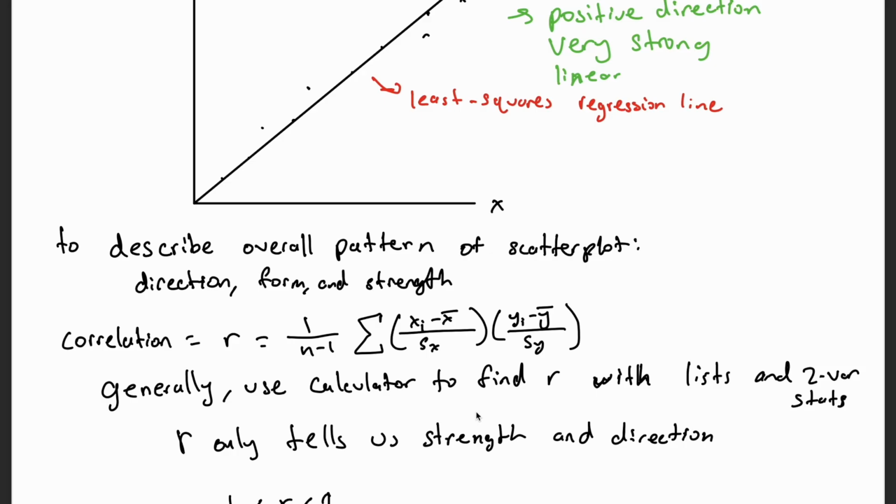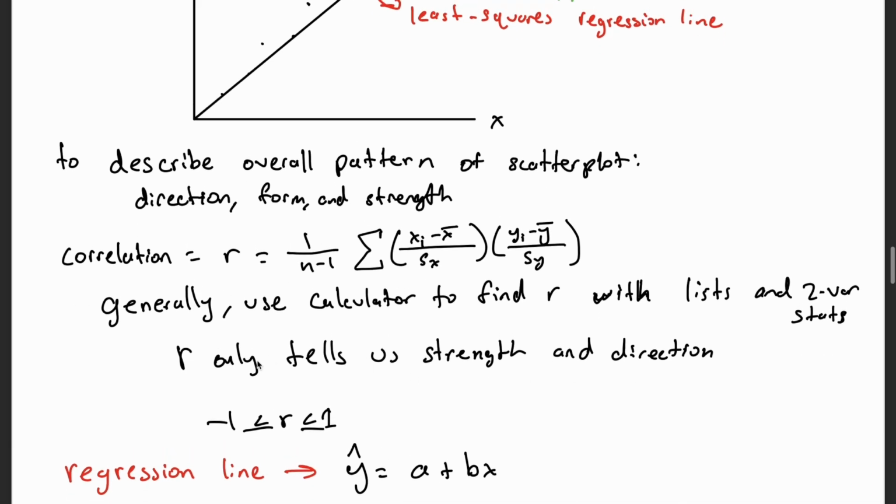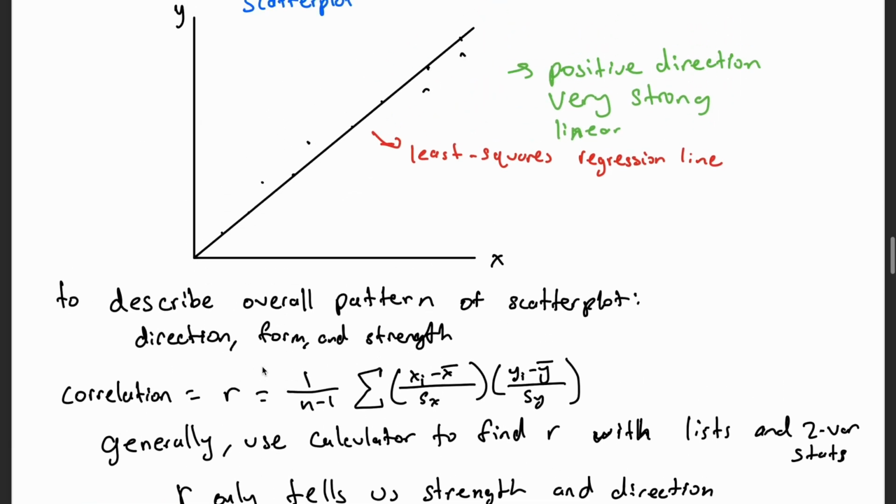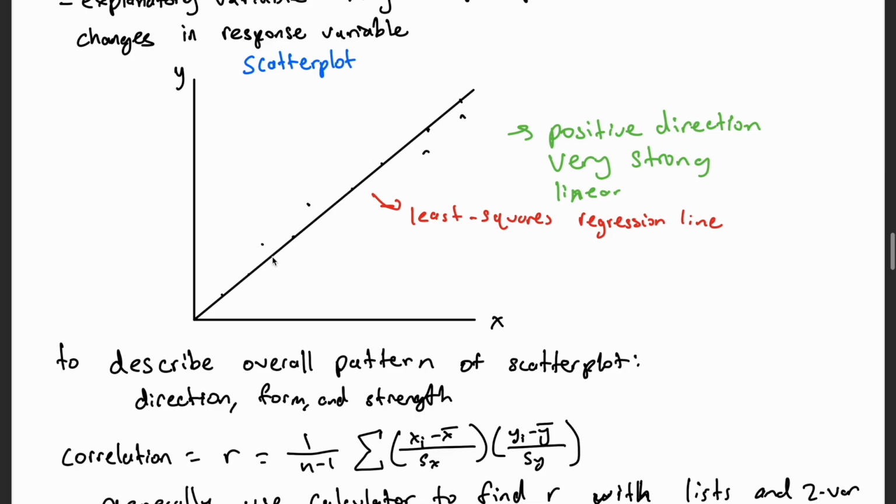So to find the strength and direction, we can find the correlation r. There is a formula to solve this on paper, technically, but you generally would be using your calculator. You would type the numbers out in a list, and then use 2-Var Stats, which is the function that you'd use to find r. So generally you would use the calculator for r. But r basically tells us the strength and direction. So for example, r would probably be positive here, and it would be pretty close to 1.